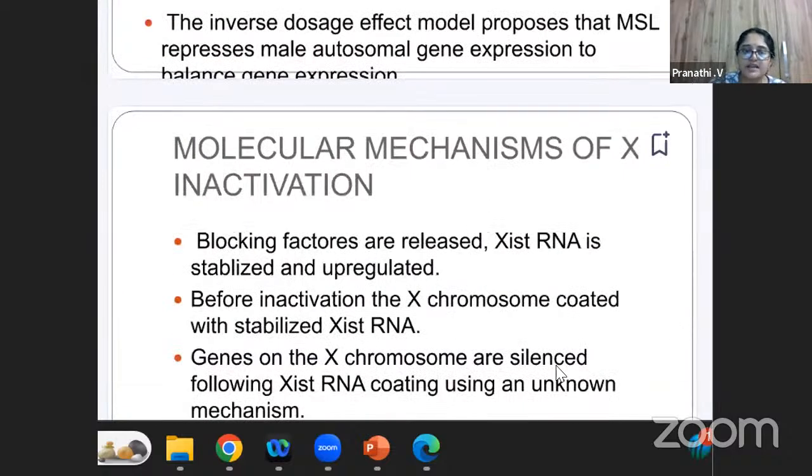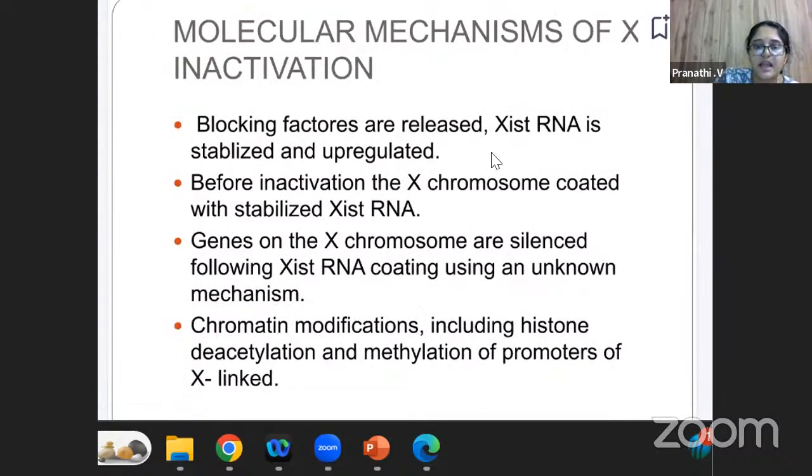Molecular mechanisms of X chromosome inactivation can also be seen. In fact, Xist RNA is established and upregulated, and the X chromosome that is inactivated is coated with the stabilized Xist RNA. Once the X chromosome is silenced and has the RNA coating, the mechanism is not yet known, and you can study this mechanism of X chromosome inactivation. Then you can modify the chromatin, with histone deacetylation and methylation, done on the histones or the promoters of the X-linked genes or the transcription factors for that matter.